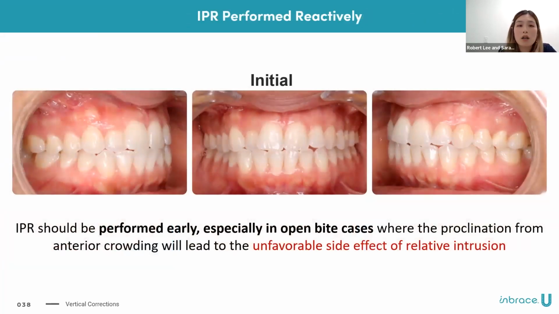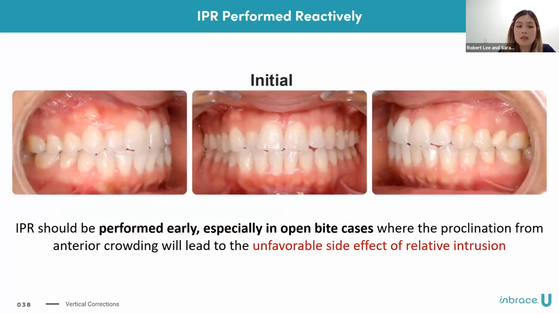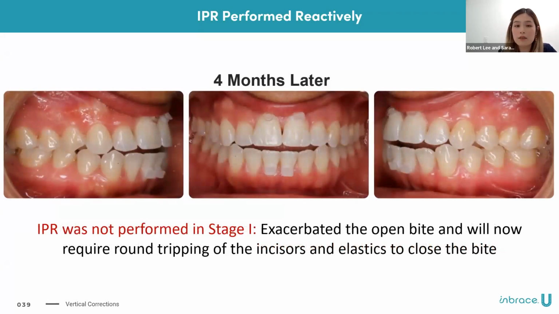When we talk about IPR, we definitely want to perform our IPR proactively rather than reactively, especially when you have open bite cases or open bite tendency cases where proclination from that anterior crowding will lead to that unfavorable side effect of relative intrusion. So if you look at the before and after of this case, the IPR was not performed in stage 1. So we started off with open bite tendency, and because the IPR was not proactively performed, we exacerbated the open bite, and we now require round tripping of the incisors and also elastics to help close the bite again.